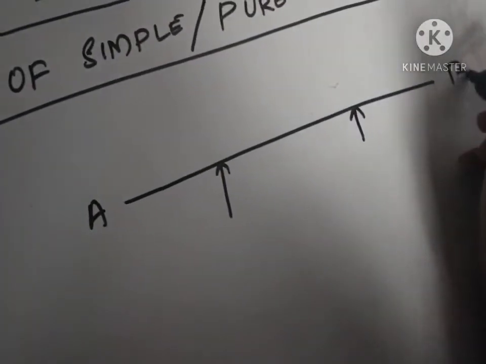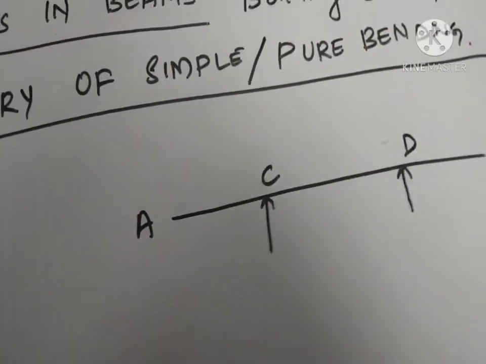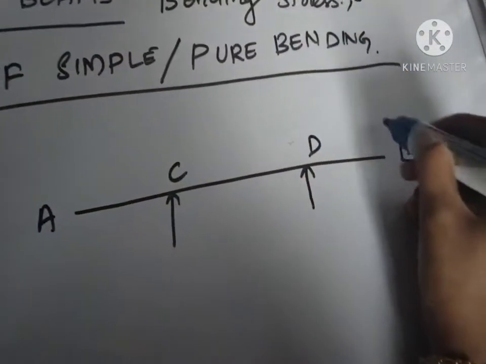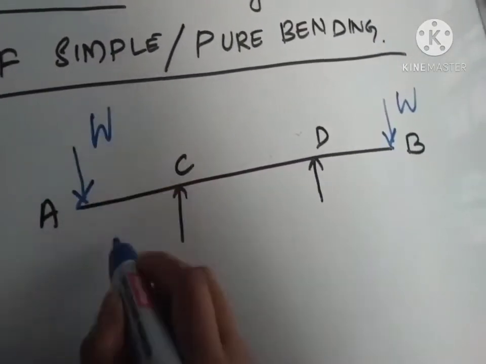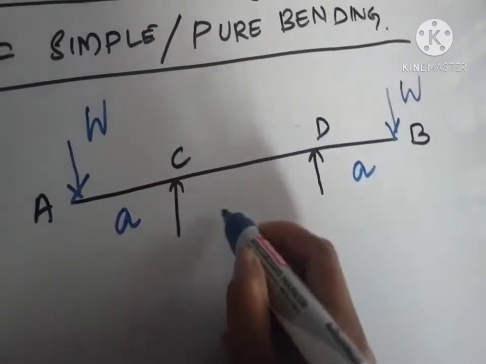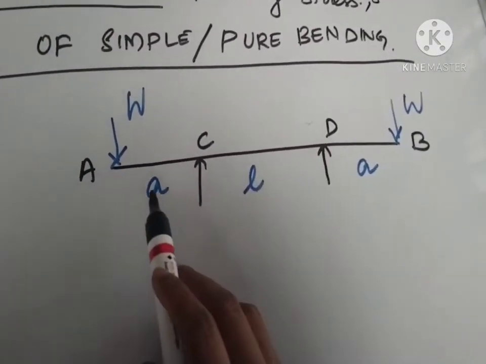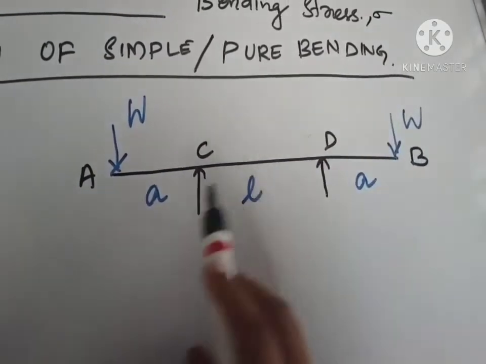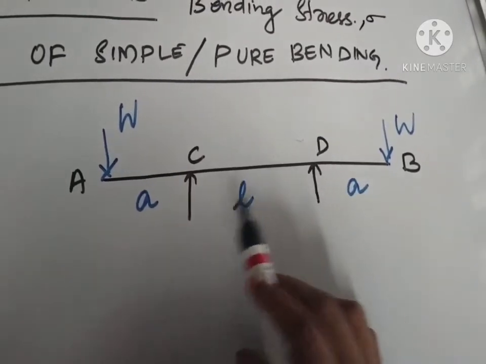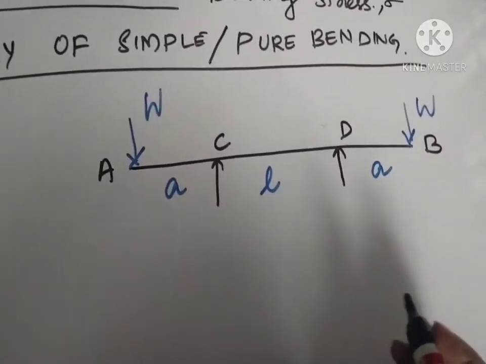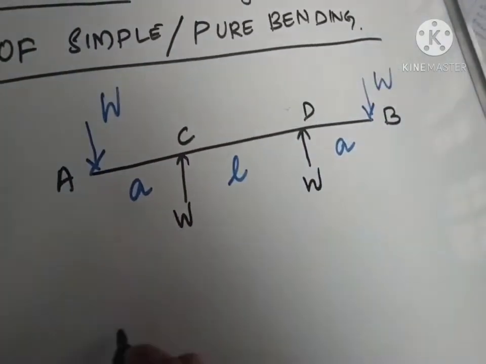Consider an overhanging beam AB with overhangs AC and BD respectively, carrying 2 point loads W at the free ends. The overhangs are the same, a distance A, and the span is L. So this is an overhanging beam carrying point loads W with supports at C and D. When we draw the shear force diagram, the reactions will be W and W each.